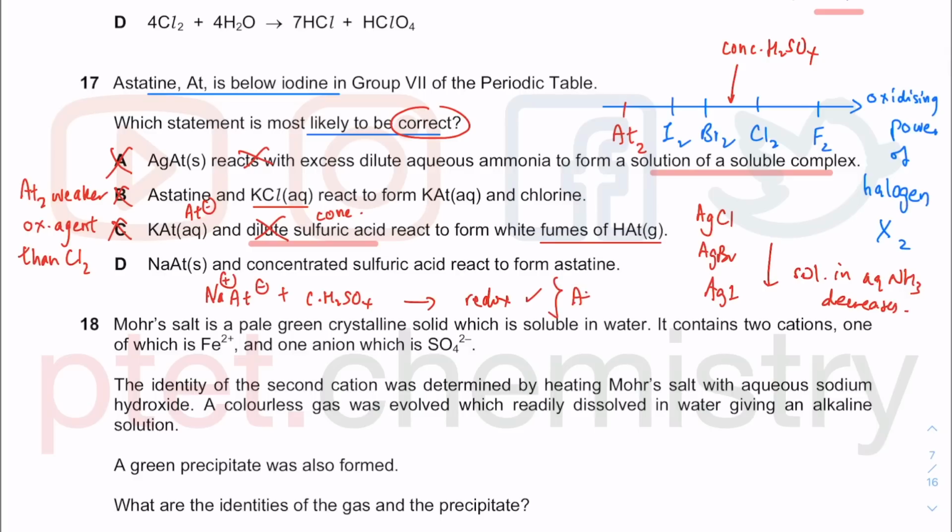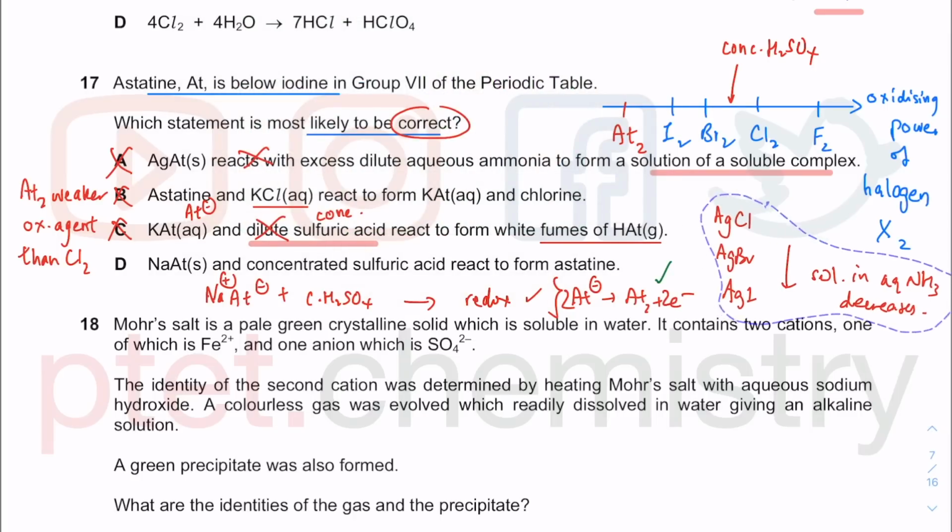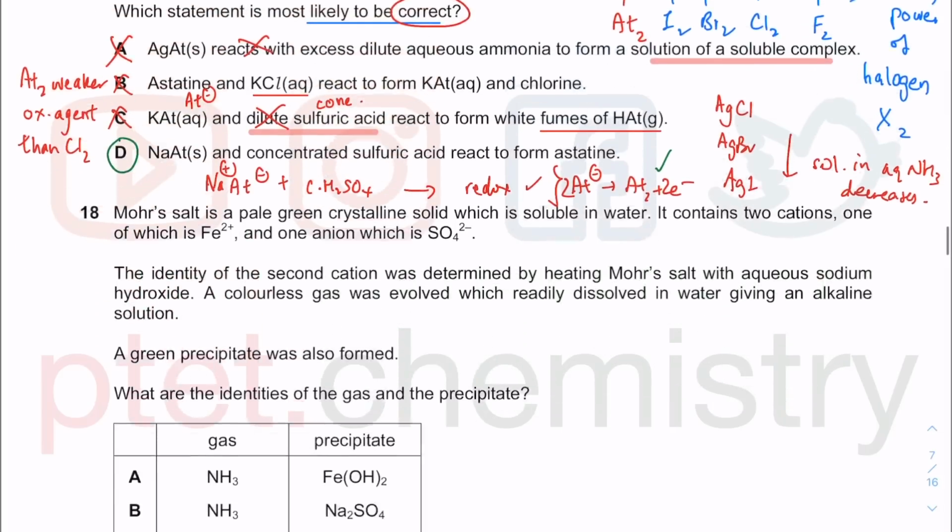So your half equation, astatide going to astatine, can happen like that because concentrated sulfuric acid is a stronger oxidizing agent than your At2 molecule. So therefore, D must be our only correct answer there.